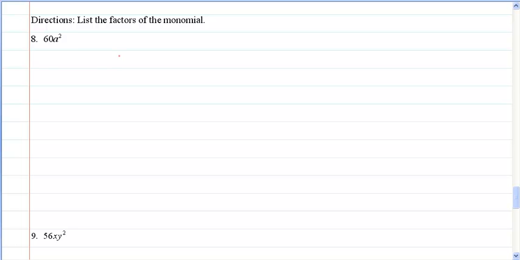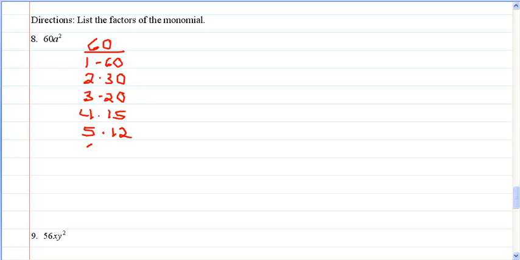For number 8, list the factors of the monomial. This problem is fairly lengthy. So what we do when we're listing factors is, instead of making a prime tree, we do this just as we did earlier, we write all of the pairs of numbers that multiply to 60. So we have 1 and 60, 2 and 30, 3 and 20, 4 and 15, 5 and 12, and 6 and 10.